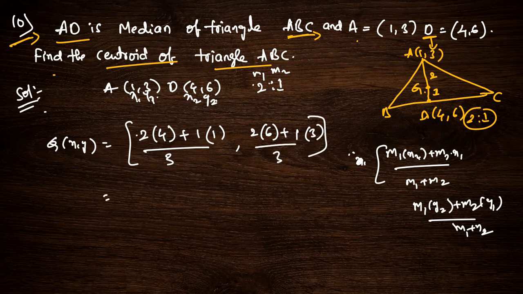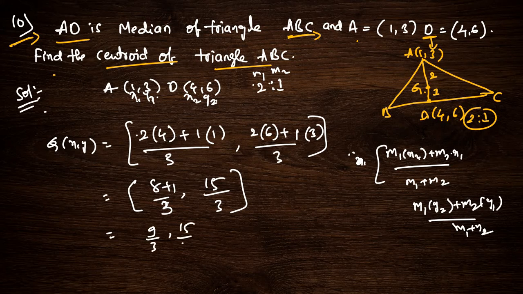So it will become (2·4 + 8 + 1)/3, and here 2·6 is 12, 12 + 3 is 15, so 15 by 3 will come here. So this is 9 by 3 and this is 15 by 3. So 3 threes are 9 and 3 fives are 15, which gives 3 comma 5. So this is the answer here.